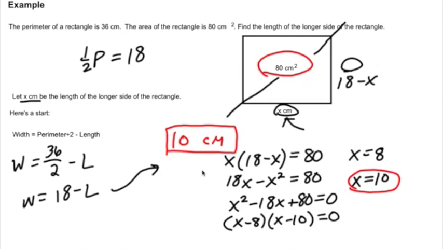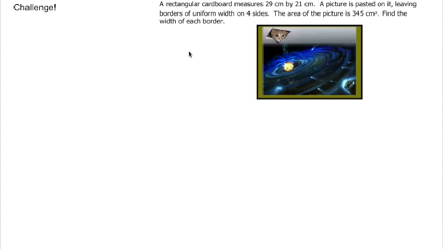Cool. All right, now we're going to try one on our own. And by we, I mean you. So here's your challenge. A rectangular cardboard measures 29 centimeters by 21 centimeters. A picture is pasted on it, leaving borders of uniform width on 4 sides. The area of the picture itself is 345 square centimeters. Find the width of each border. You can go ahead and start.